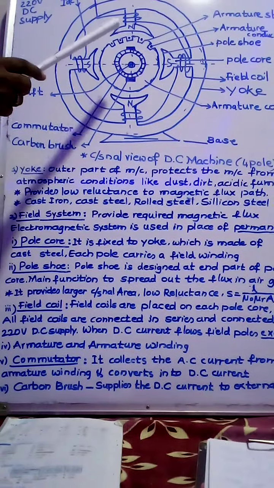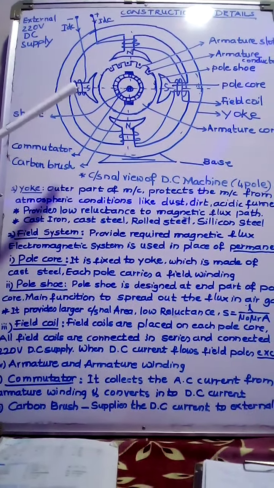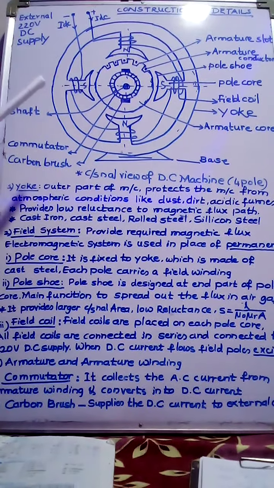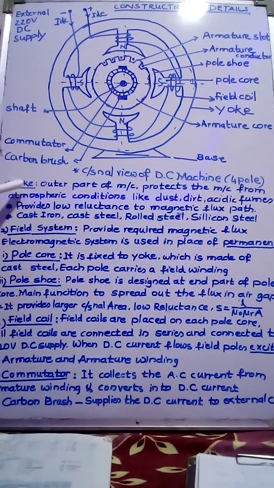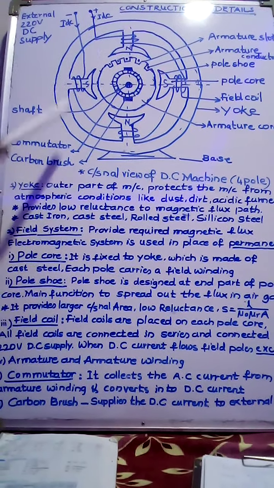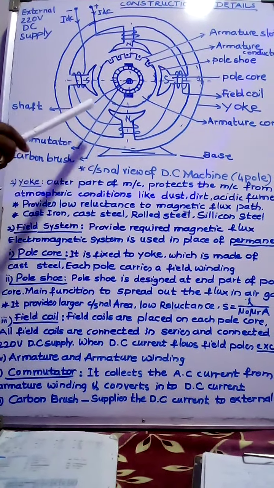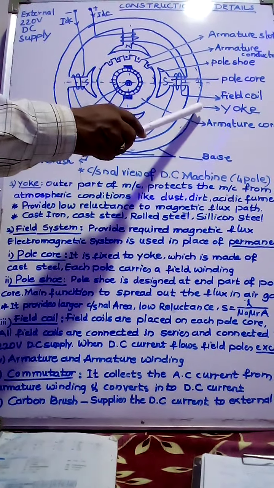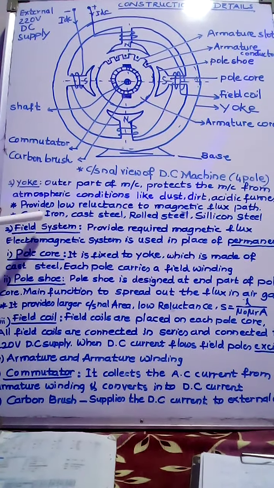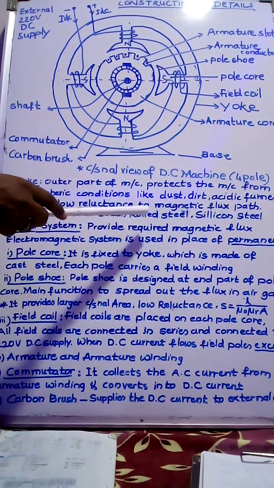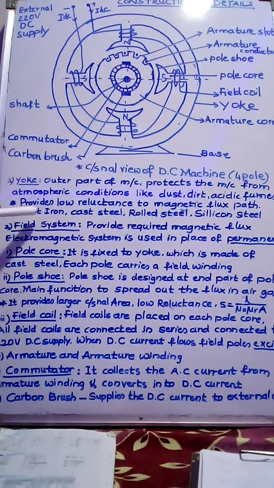Yesterday we learned that there are two main systems: one is the conductor system, and the other is the magnetic field system. Coming to the first part, we can see the yoke. The yoke is the outer part of the machine. It is also called the body or frame of the machine. It is made of different types of steel structures: silicon steel, rolled steel, cast steel or cast iron.